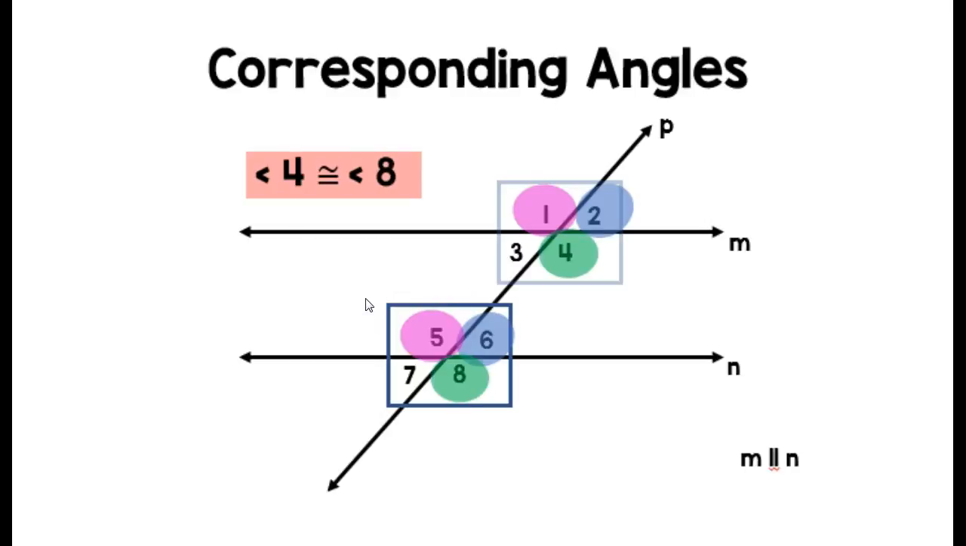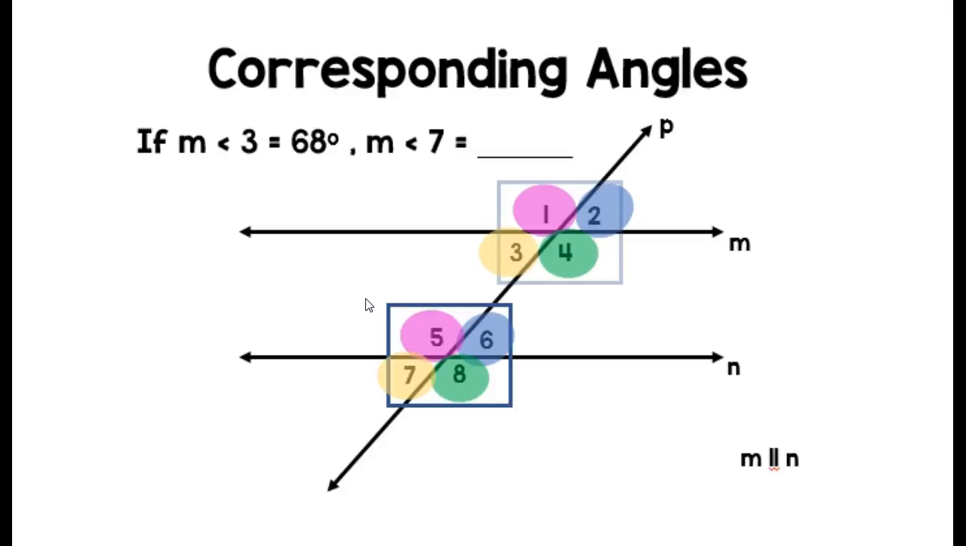Angles 4 and 8 are corresponding angles. They're congruent to each other. They're both in the bottom right-hand side of this intersection or picture frame. And last but not least, angle 3 is congruent to angle 7. They are both in the bottom left-hand side of this picture frame.